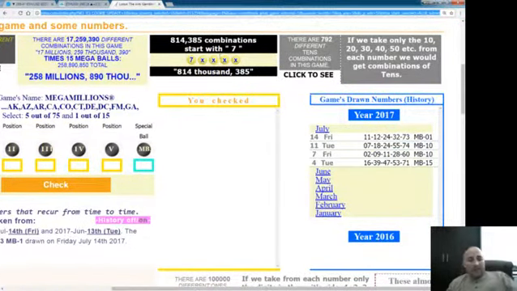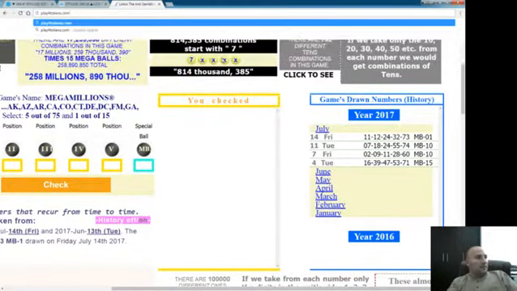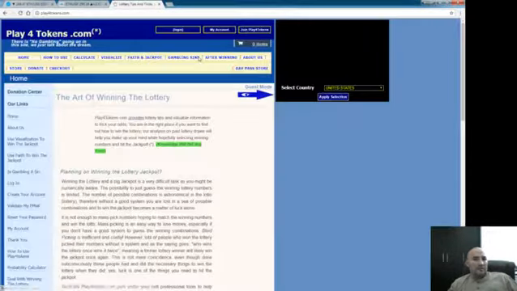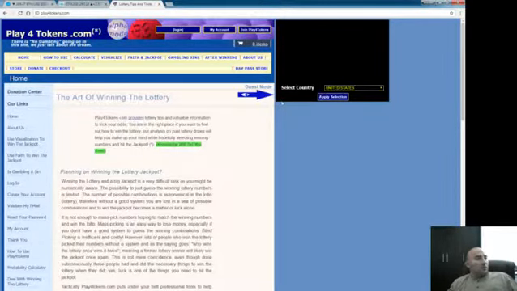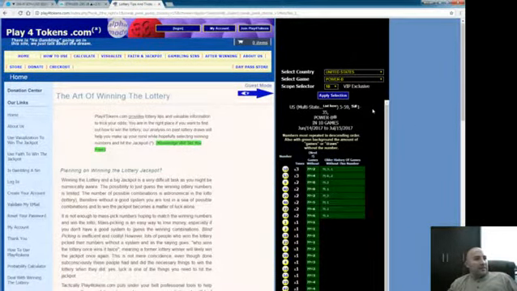Now the other website that I have is called play4tokens.com. I made this one differently, so this should not have any updating problems. This one, if it misses one date, it just rectifies itself.